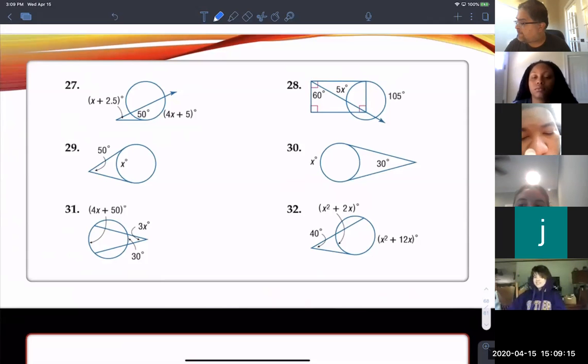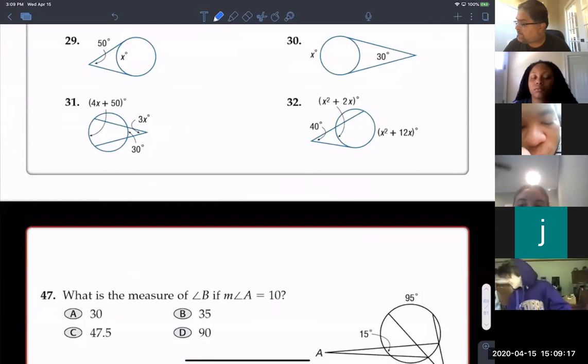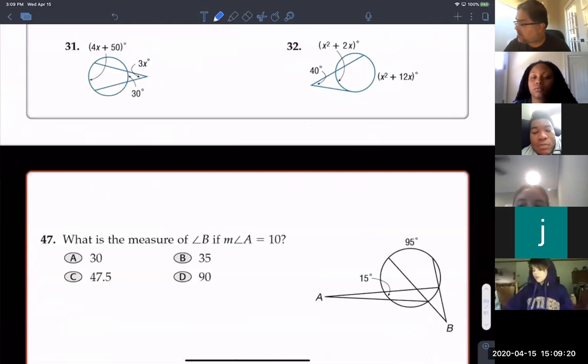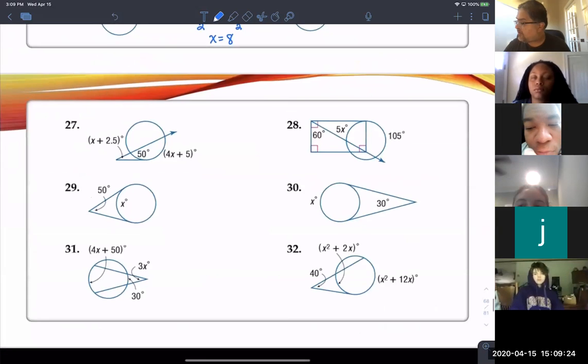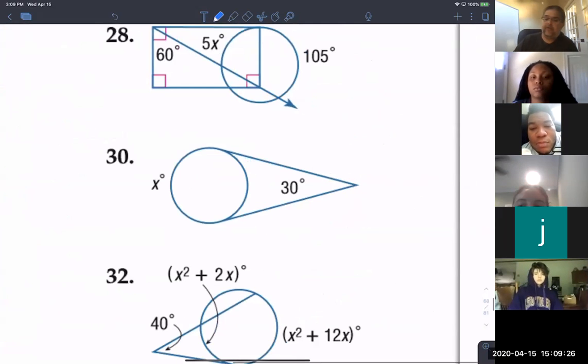Let's look at the number 30. Okay, number 30. I'll let y'all look at it for a second and see if y'all can figure it out.